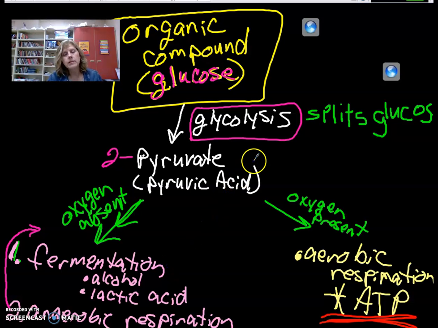So after glycolysis, the path that it takes really depends on if we have oxygen present or not. So we always get 2 pyruvate or pyruvic acid molecules. If oxygen is absent, we get something called fermentation, which can be either the production of alcohol or the production of lactic acid. So one of those 2 things.